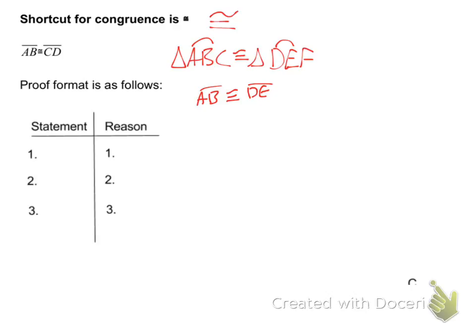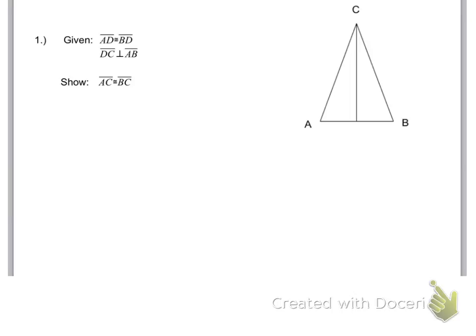We're going to do a problem. Okay? So, first problem up. Given line segment AD is congruent to line segment BD. And line segment DC upside down T is line segment AB. What does that mean? What does that thing mean right there? Certain type of angle. Perpendicular. So that means that line segment DC is perpendicular to AB.